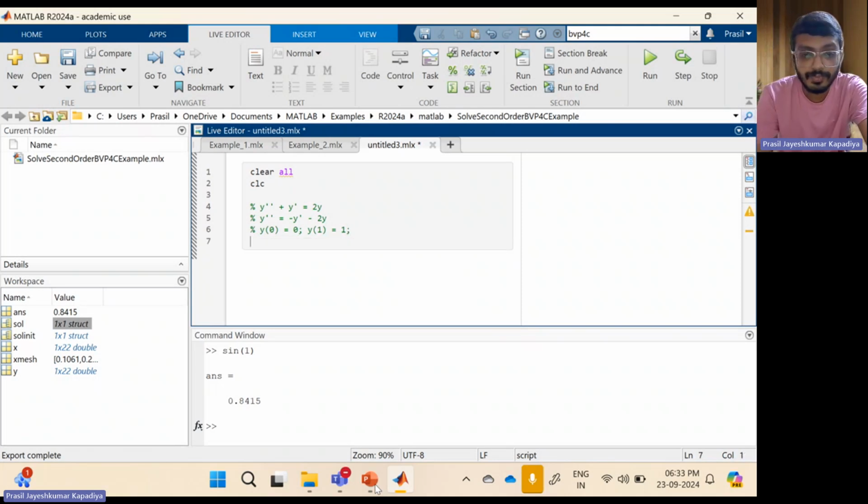So what are we supposed to do? Y1 is equal to y, or instead of y1 you can also write it as y of 1, but it's just for understanding. Y1 is equal to y and y2 is equal to y prime. Correct? So let's try to solve this problem. So what do we need first? We need mesh size.